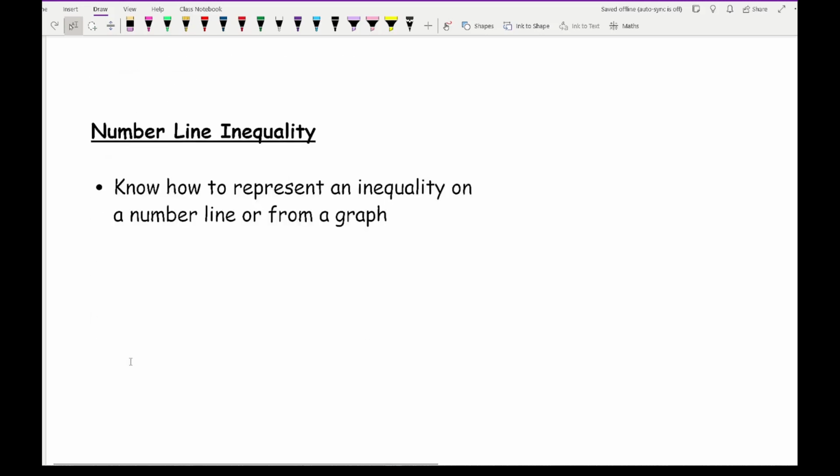Moving on to the next one, number line inequality. This should be absolute bread and butter for you. So this should be relatively easy. The key thing you need to remember here is if you've got a less than or more than, then that's going to be an unshaded circle. And if you've got less than or equal to or a greater than or equal to, then that is a shaded one.